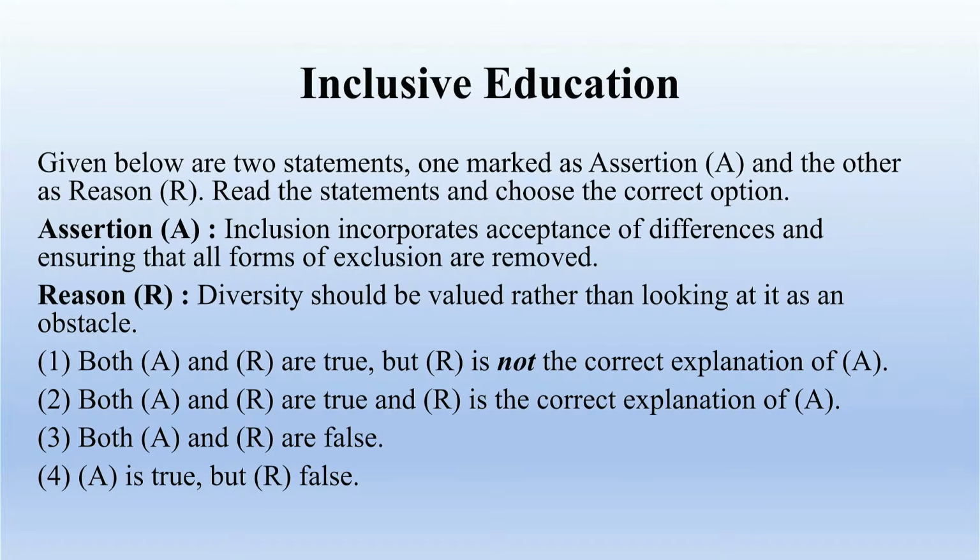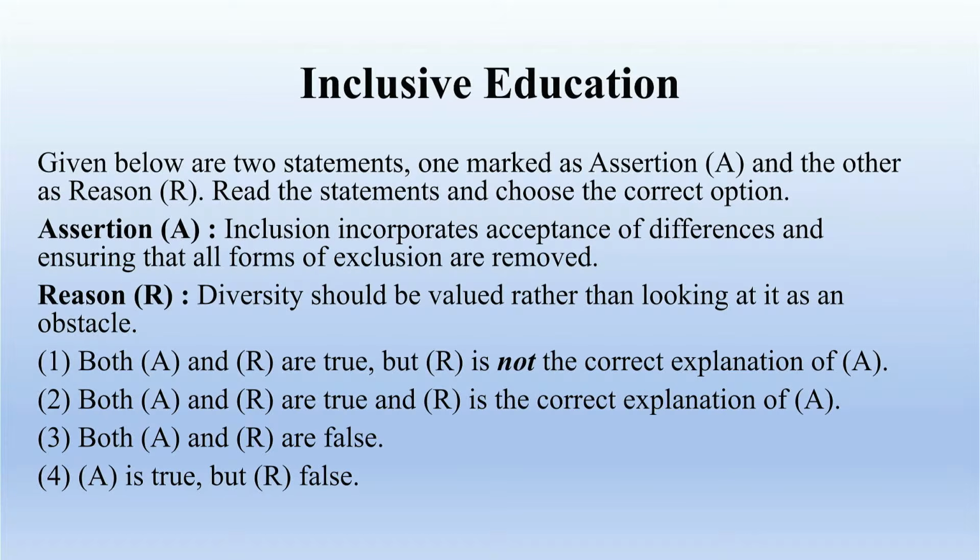In the assertion, one statement is given, and once you read it, you need to take a notebook and see whether this statement is true or false. Let's read it. Assertion A: inclusion incorporates acceptance of differences and ensuring that all forms of exclusion are removed. So two important terms come out of this statement: one is acceptance, another is removal of exclusion.